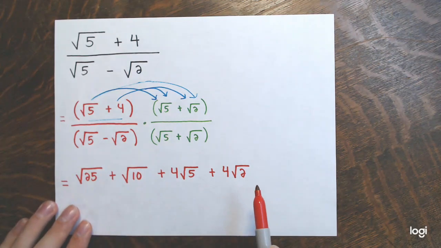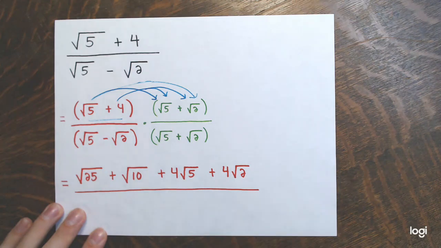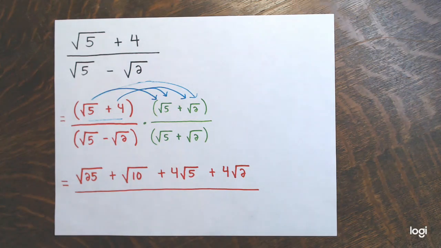So here is the numerator, and we'll simplify some of this later. Really there's only one radical up there that we can simplify, and that's the square root of 25. Now the denominator.